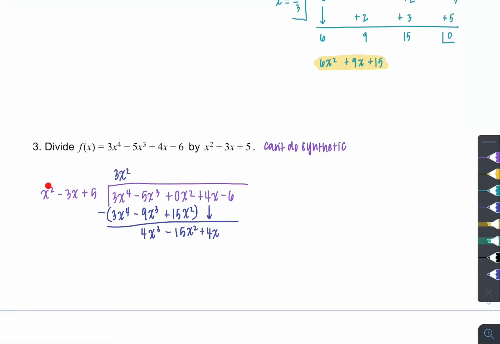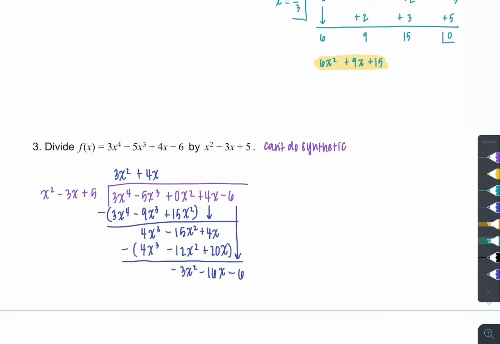All right, next up, I ask, what do I multiply x squared by to get 4x to the third? So I'm going to multiply by positive 4x. So I get 4x to the third. 4x times negative 3x is negative 12x squared. And then 5 times 4x is 20x. Put it in parentheses, subtract the whole thing. Get 0. Negative 15 minus negative 12 is negative 3x squared. And then 4 minus 20 is negative 16x. Bring down the 6.